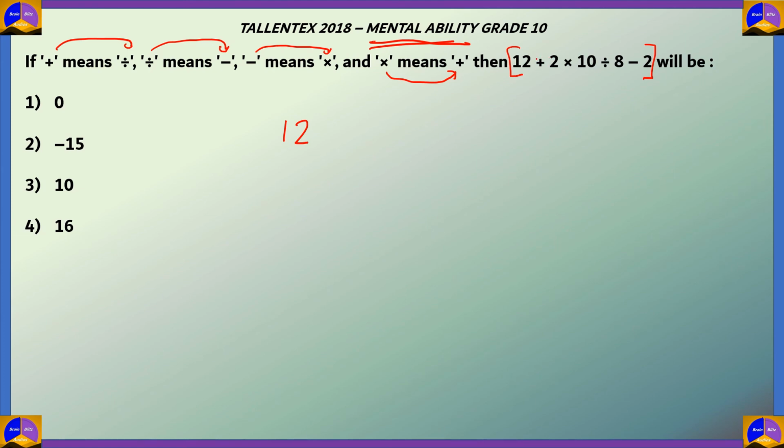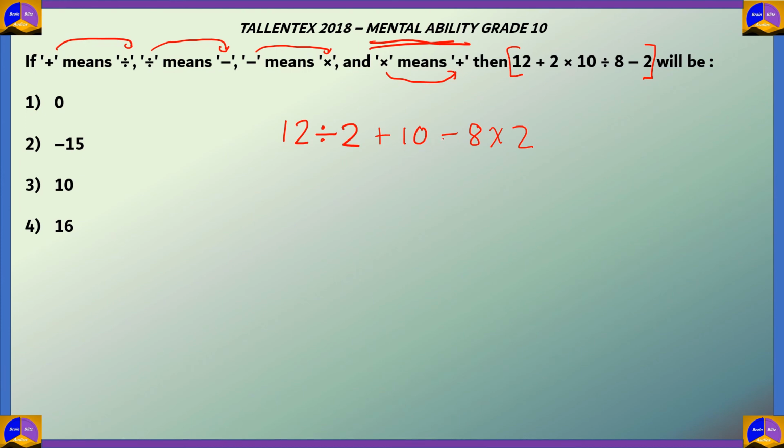change the symbols. Now plus means divided by, so 12 plus 2 means 12 divided by 2. Next, 2 times 10. Now multiplication here means plus, so it'll be 2 plus 10. 10 divided by 8, division means minus, so 10 minus 8. 8 minus 2, here minus means multiplied by, so 8 into 2. So this is the correct order of the operators in this particular expression.